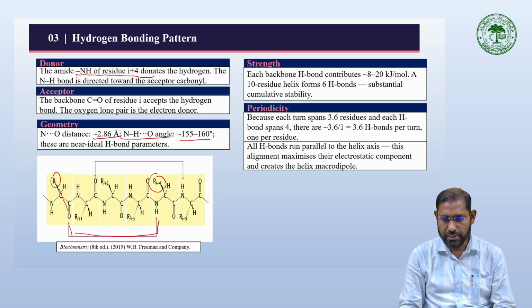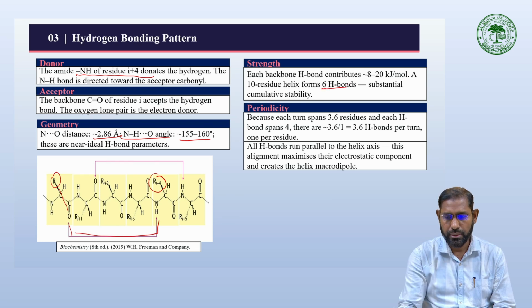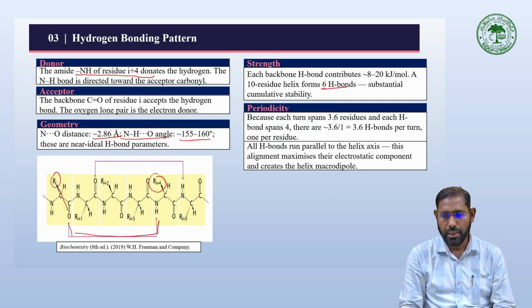And the strength of this hydrogen bonding: each backbone hydrogen bond contributes 8 to 20 kilojoules per mole. A 10 residue helix forms 6 hydrogen bonds, and because of these 6 hydrogen bonds, this gives substantial strength, the cumulative stability of the alpha helix.